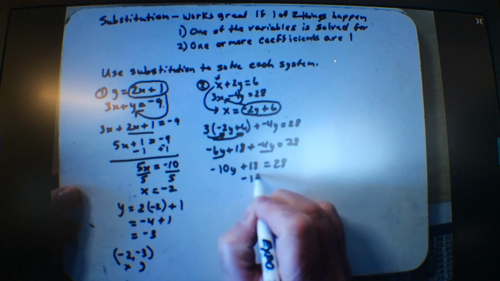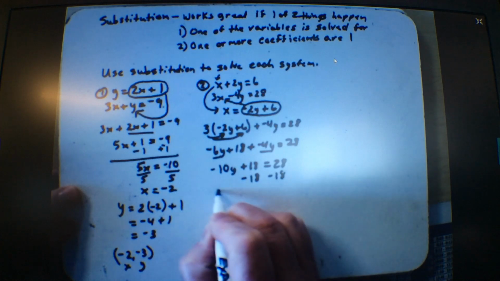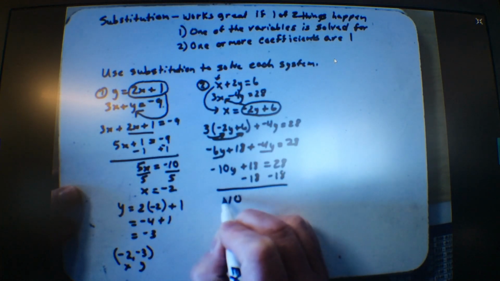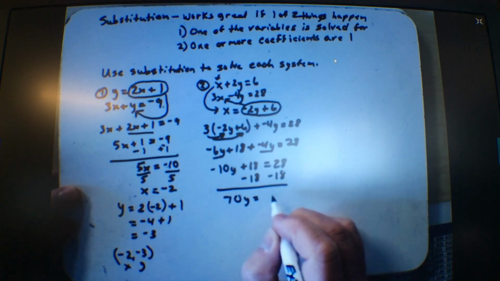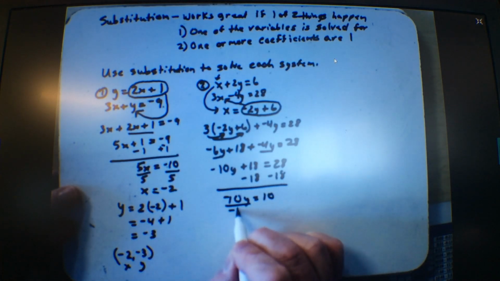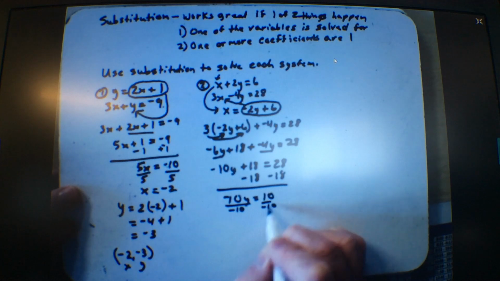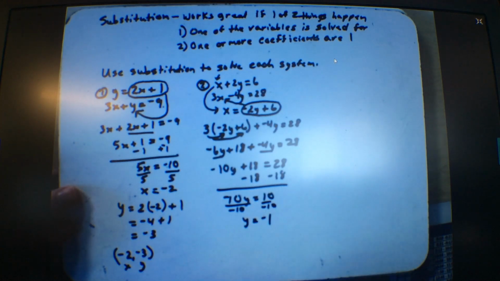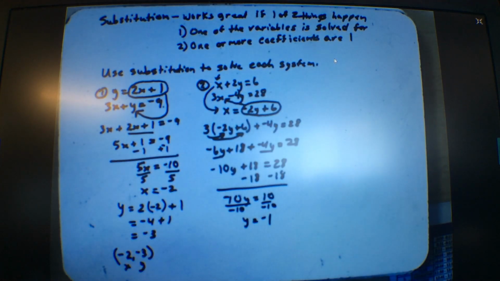Now I'm going to subtract 18 from both sides, and I get negative 10y equals 10, don't I? And I divide by negative 10, and I get y equals negative 1. Now once again, I have a lot of students that circle this answer and are very proud of themselves, slap themselves on the back and move on. However, we have two lines that are touching and they have to be in an XY coordinate.